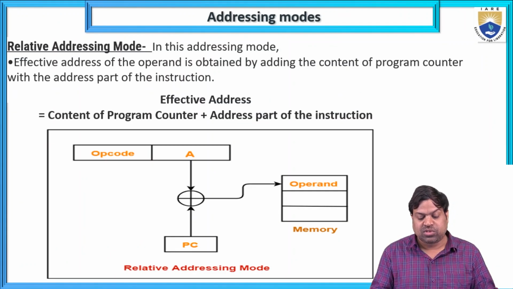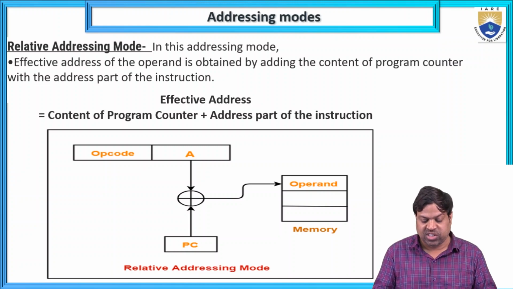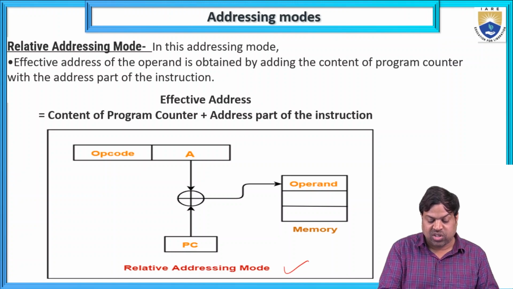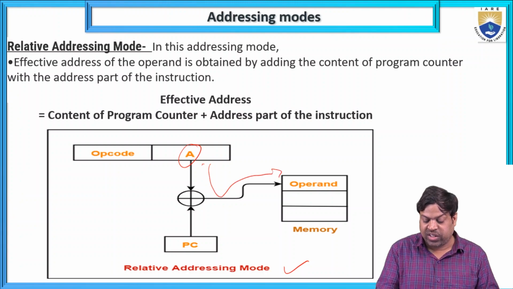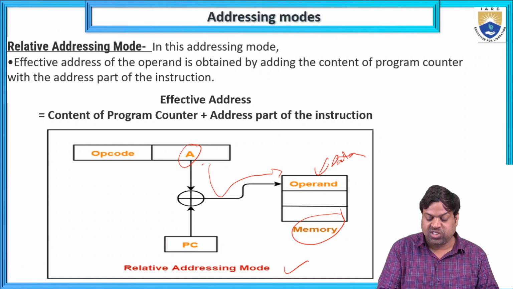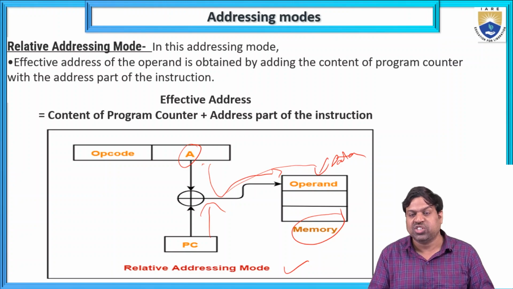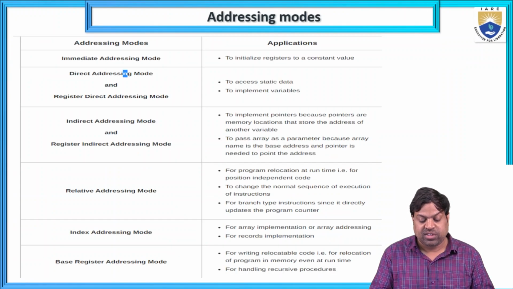Next, relative addressing mode. In this addressing mode, the effective address of the operand is obtained by adding the content of the program counter with the address part of the instruction. That is the effective address: the content of the program counter plus the address part of the instruction. It is a relative addressing mode. That means opcode with register A. This register A is defining the memory or data. It is data. Okay, this register is directly defining the data, or it is defining the program counter, meaning the next instruction it will be defining.